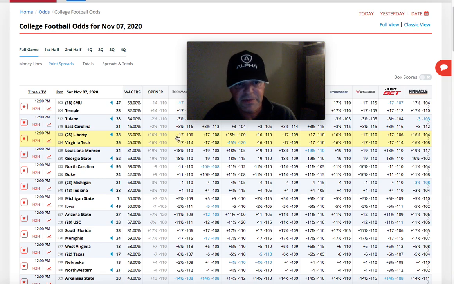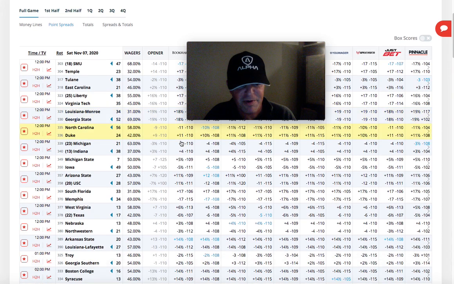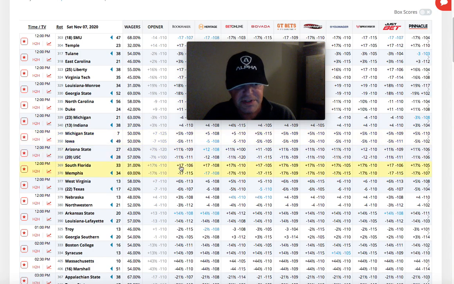Next game, Liberty, Virginia Tech. We actually played Liberty. Our stat model had Liberty, so that was a winner there. Georgia State and Louisiana Monroe, you can see here it was 19 at some books. We'll take the 18.5, and that was actually a cover by a half point in favor of Louisiana Monroe. Our next one, South Florida, Memphis, same deal there. South Florida covered that.